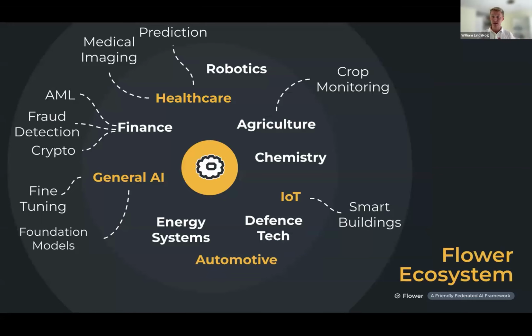And as we have seen, there are more fields to it. We heard about chemical engineering as well. But I've just scanned Google Scholar earlier, and you find articles in robotics, general AI, also energy systems, automotive, defense tech, IoT, agriculture a lot, which is very interesting, and robotics.